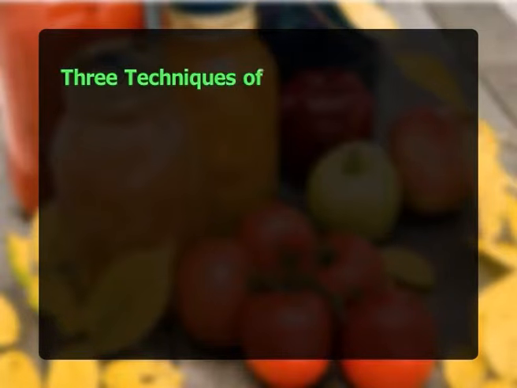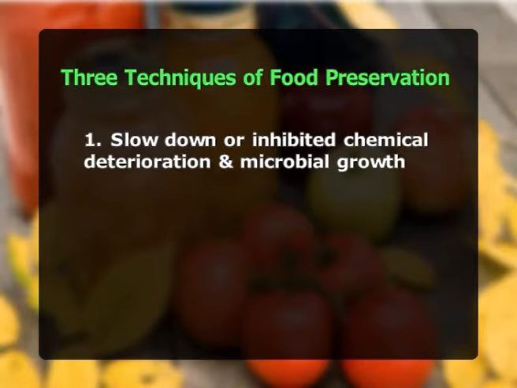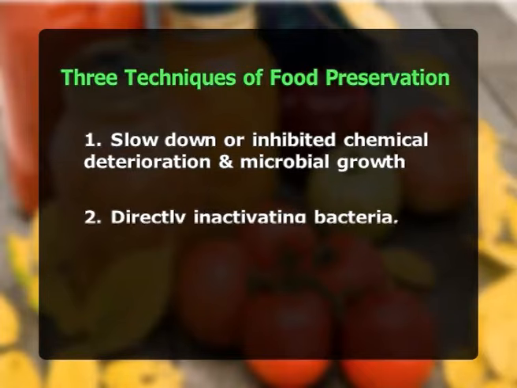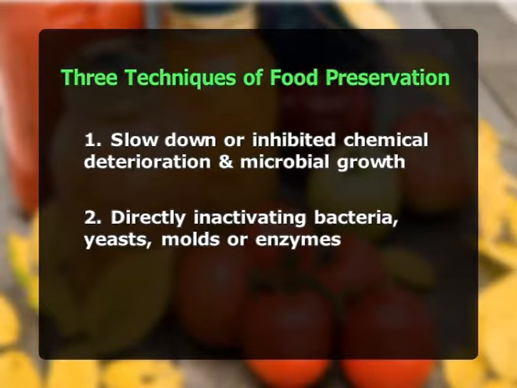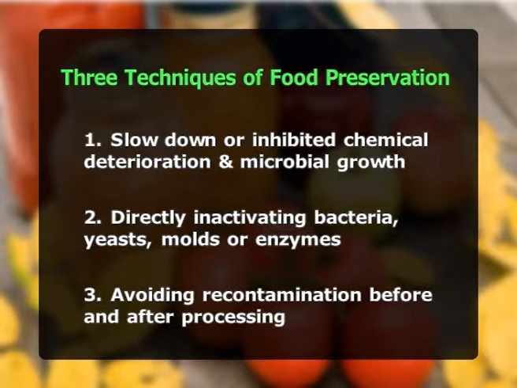Based on the mode of action, the major food preservation techniques can be categorized into three different classes: those which slow down or inhibit chemical deterioration and microbial growth. The other classes are those which directly inactivate bacteria, yeast, molds, or enzymes. And the third class are the ones which avoid recontamination before and after processing. Modern preservation methods are designed not only to extend the shelf life of the food, but also to ensure its safety by inactivating pathogenic microorganisms and viruses of concern, or in some cases, just preventing their growth in the product.